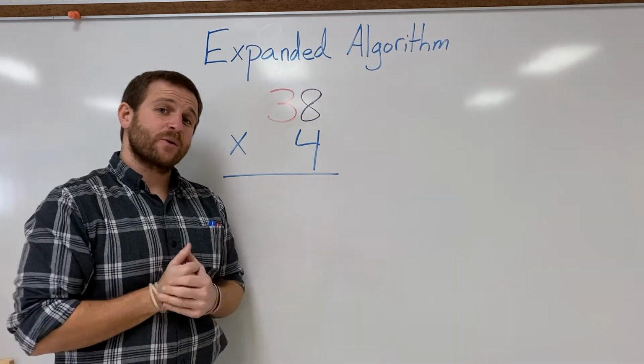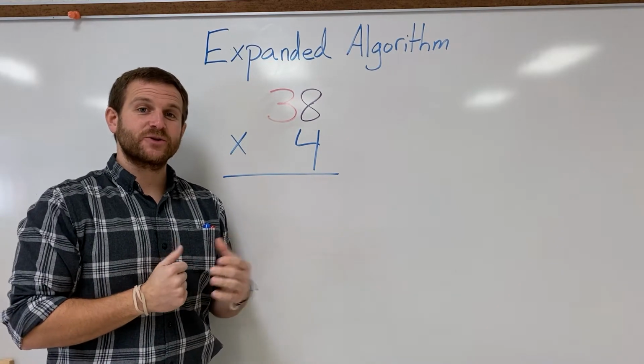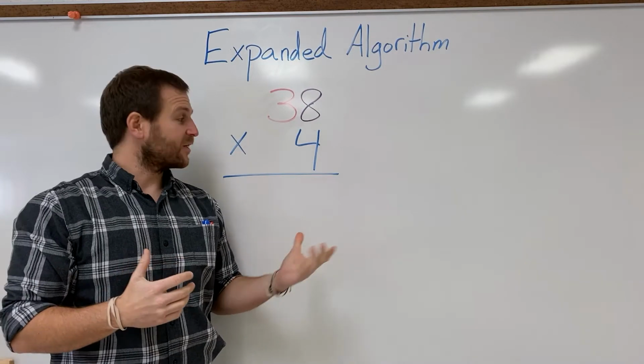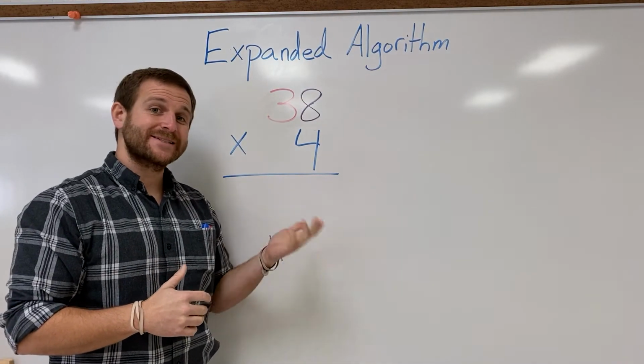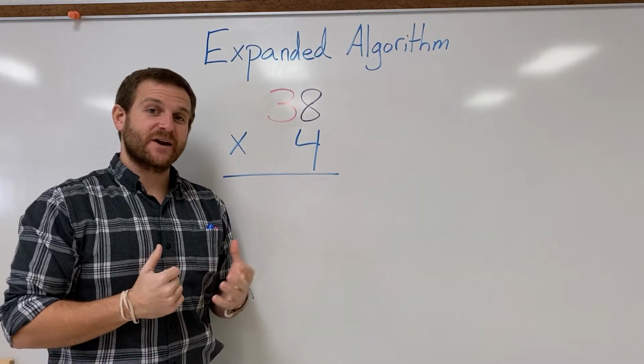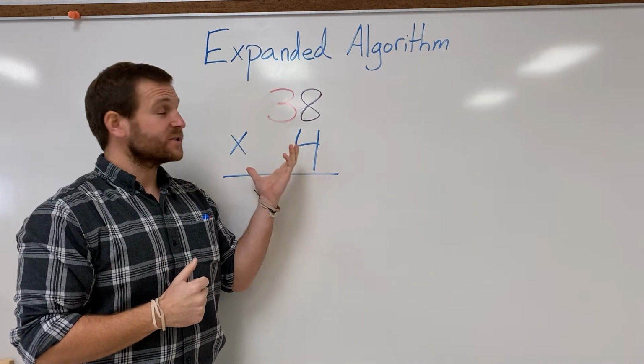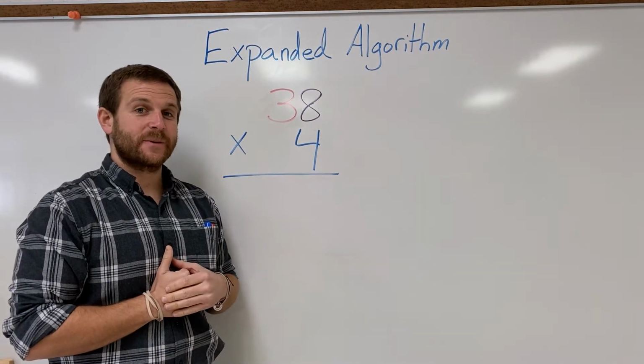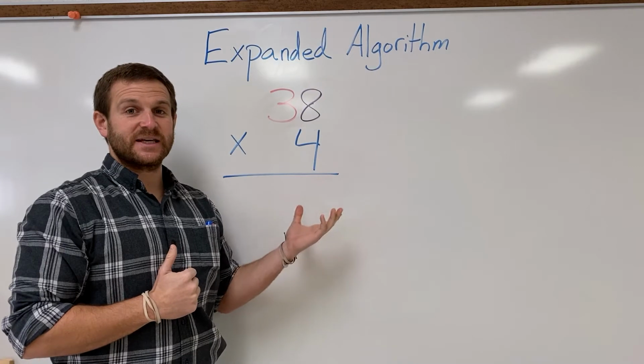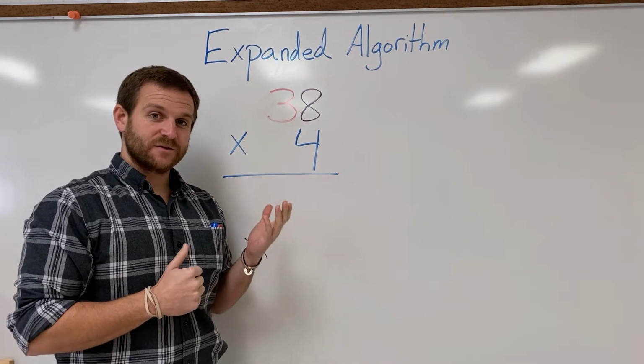Hey crew, today we're going to work on the expanded algorithm for multiplication. When we do the expanded algorithm, we're going to get several partial products and then add all those together to get our final product. So as you can see, I've color coordinated all the numbers up here, and that's going to help us to see where we're getting our partial products from.